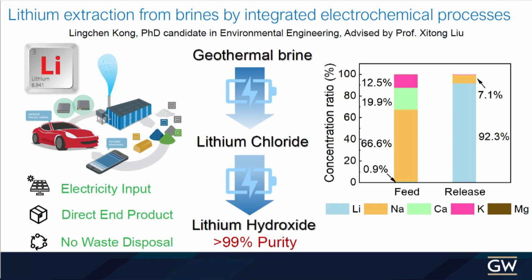And our process starts with the pretreatment of the geothermal brine by removing the silica. And then lithium is extracted in the second step. And during the third step, lithium hydroxide is produced, with a purity over 99%.